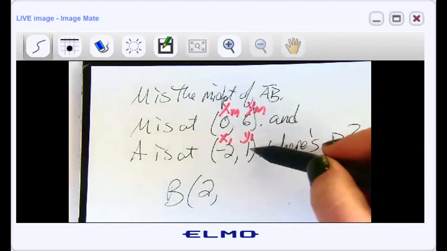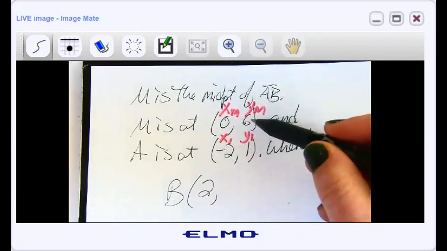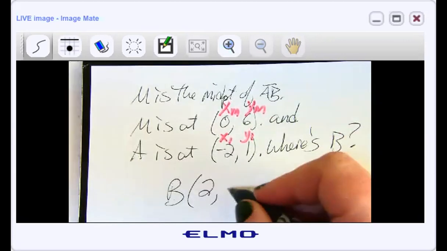Now let's do the same thing. I'm starting at Y1. How do I get to Y of the midpoint? I was at 1, I got to 6, so I went up by 5. I'm going to go up by 5 more. That's going to land me at 11.